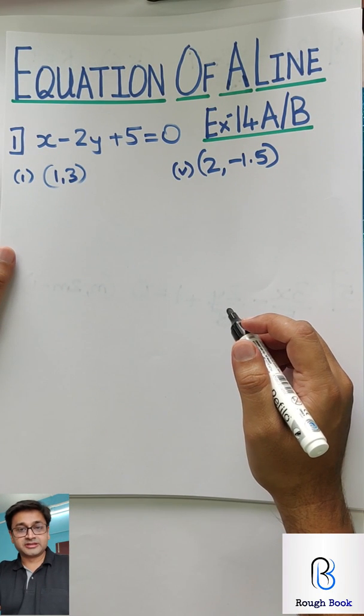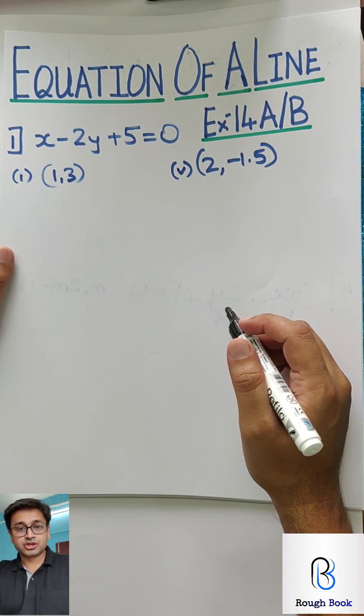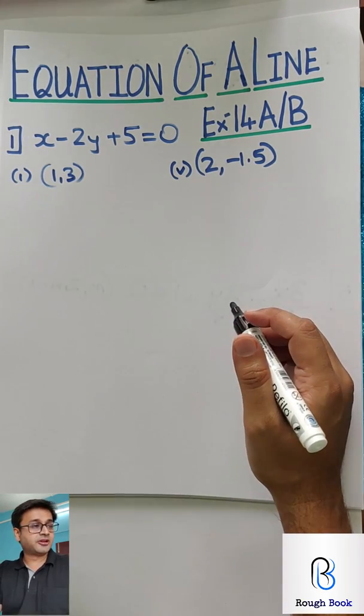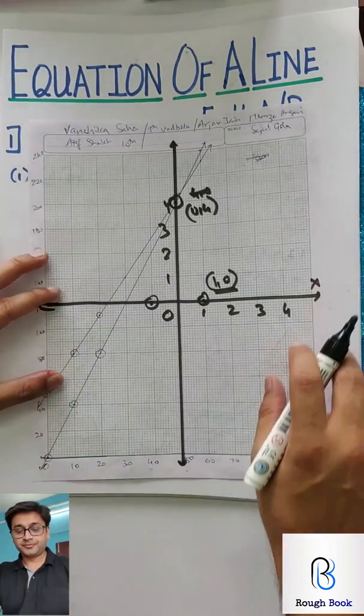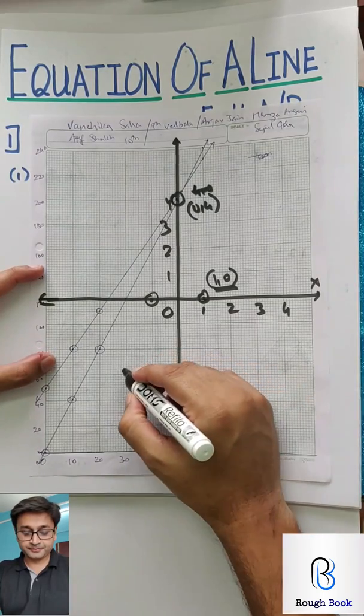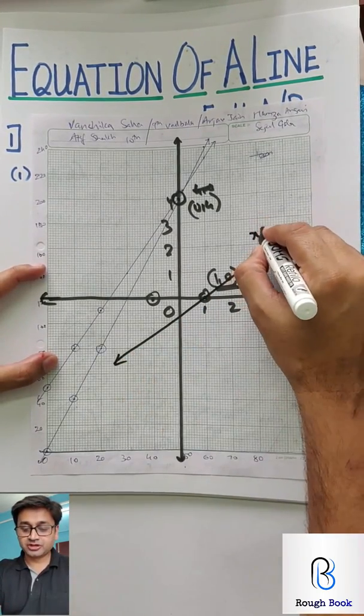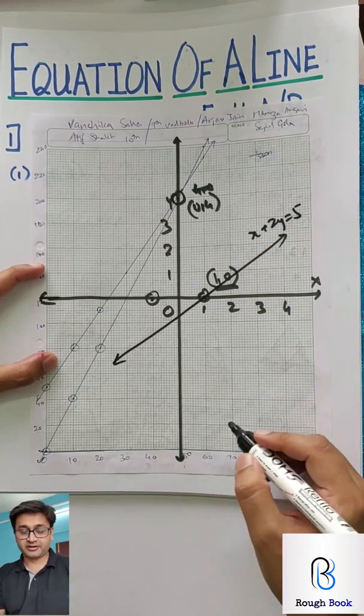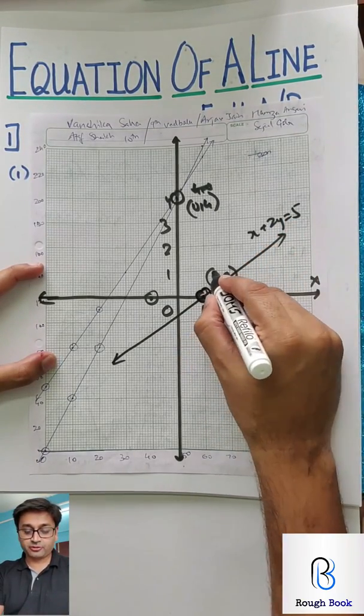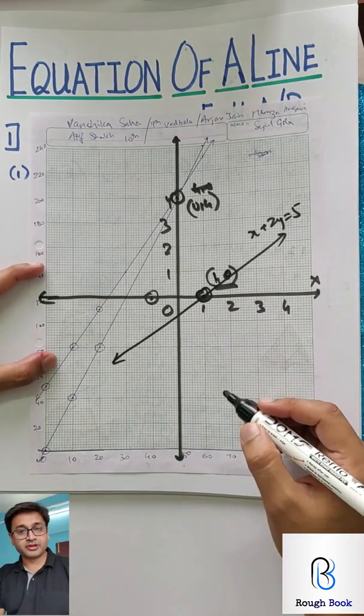We're going to start with a new chapter, equation of a line. Let's consider one line, a random graph I have picked up, a line with some equation. Let's say x plus 2y is equal to 5. This particular point (1, 0) is lying on the line.